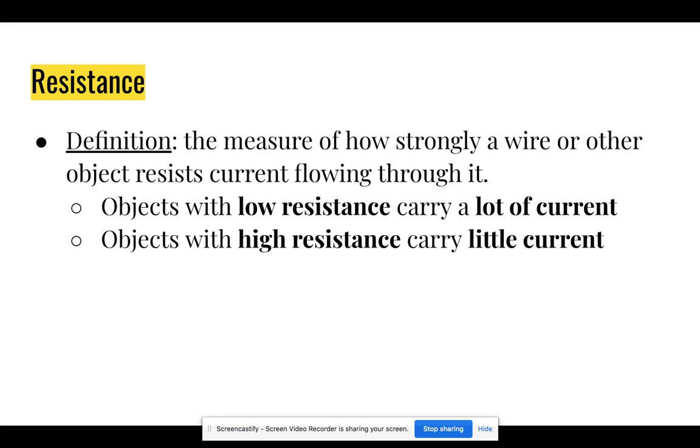Okay, if you think back to the analogy of a river that has a lot of, let's say, boulders or rocks within it, it's going to slow down the water that's passing through it. So it slows down the current of the water. It's almost like more friction within that water. Well, same idea with resistance. If it's got high resistance, it's going to have a lot of friction. It's going to slow down the current.